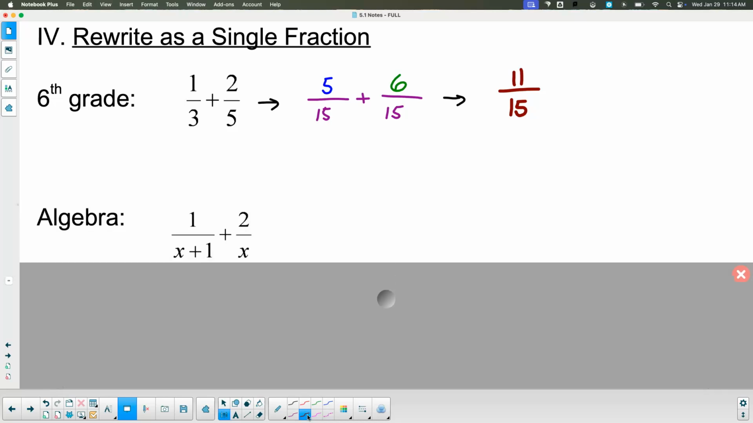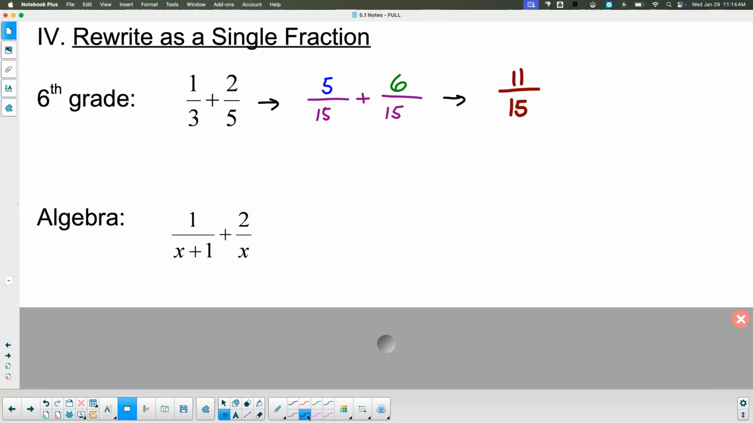Now, pick it up a notch. Now we'll take it back to Algebra 1. Same question. If I'm going to add or subtract an algebraic fraction, what do I have to have? Common denominator, right? What's my common denominator in this one? X times x plus 1.